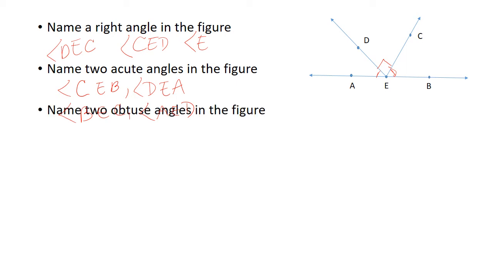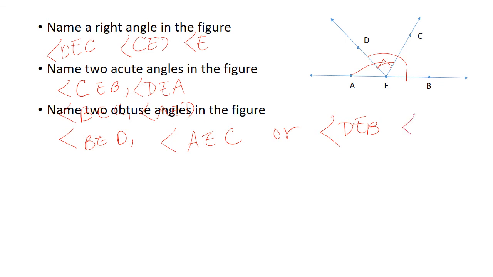Two obtuse angles. Anything that's greater than 90 degrees is going to be an obtuse angle. So we could say that is angle BED, and this one, which would be angle AEC. The other way you could write those are angle DEB. Sorry, I can't write an E. And angle CEA. So this angle and that angle, that's the same angle, it's just a different way of naming it, because it doesn't matter which order the letters go in as long as your vertex is in the center.